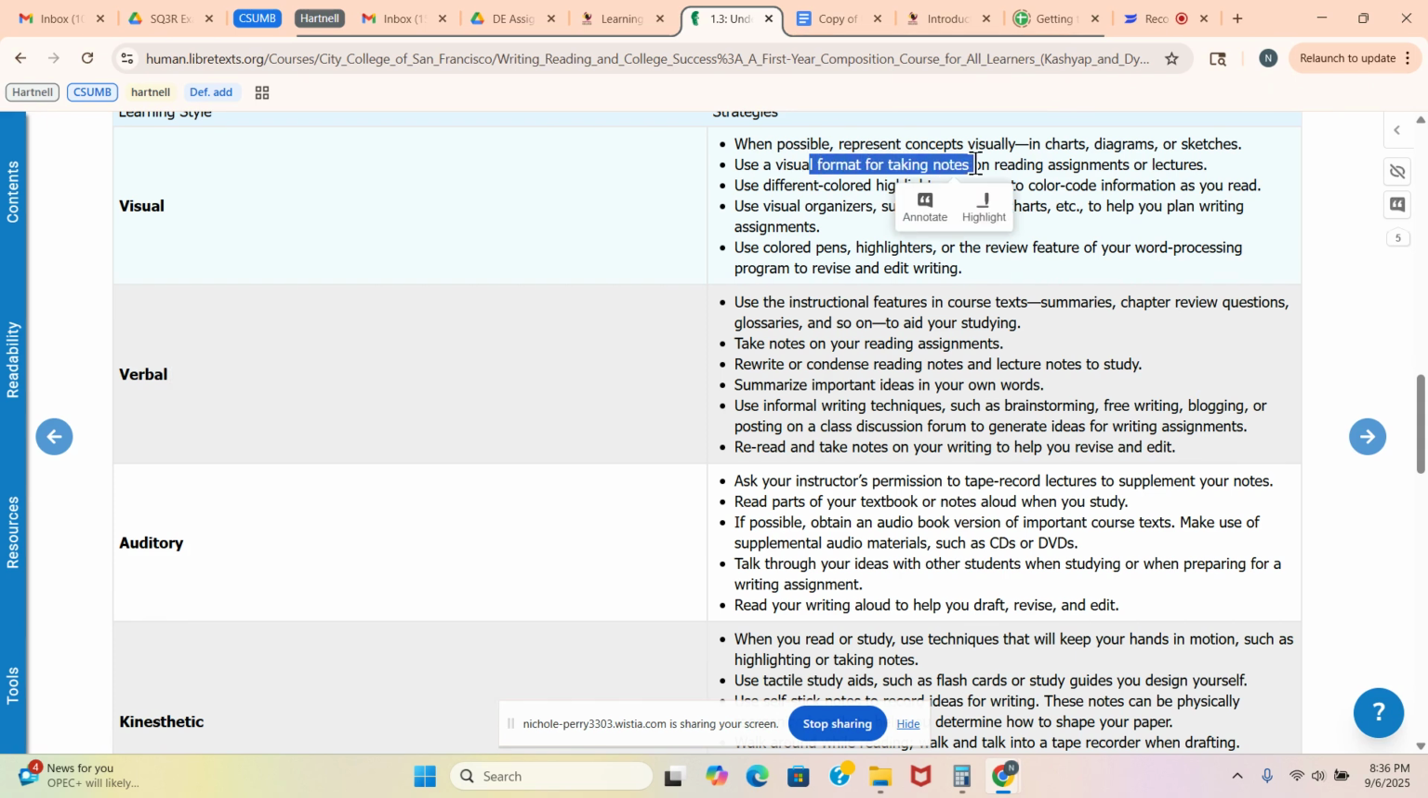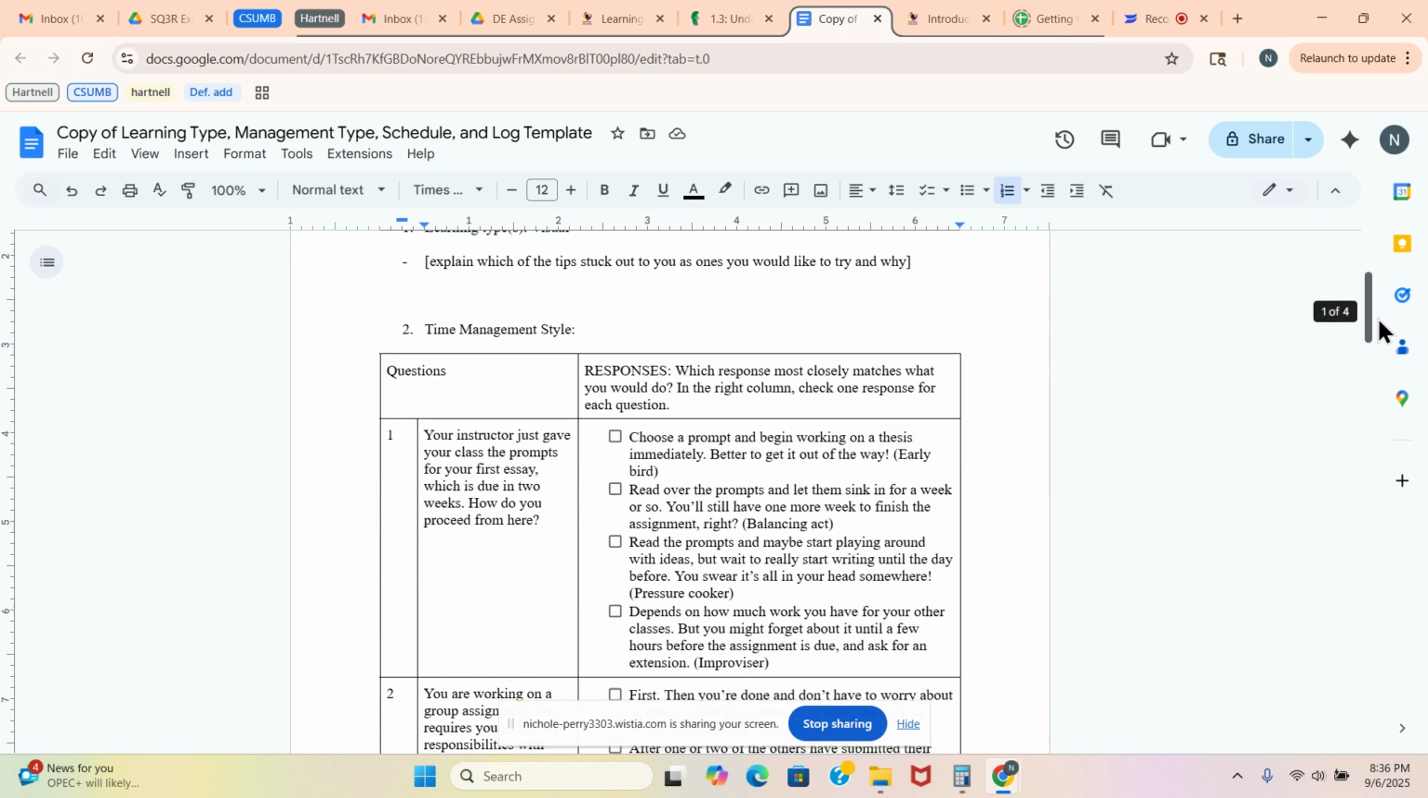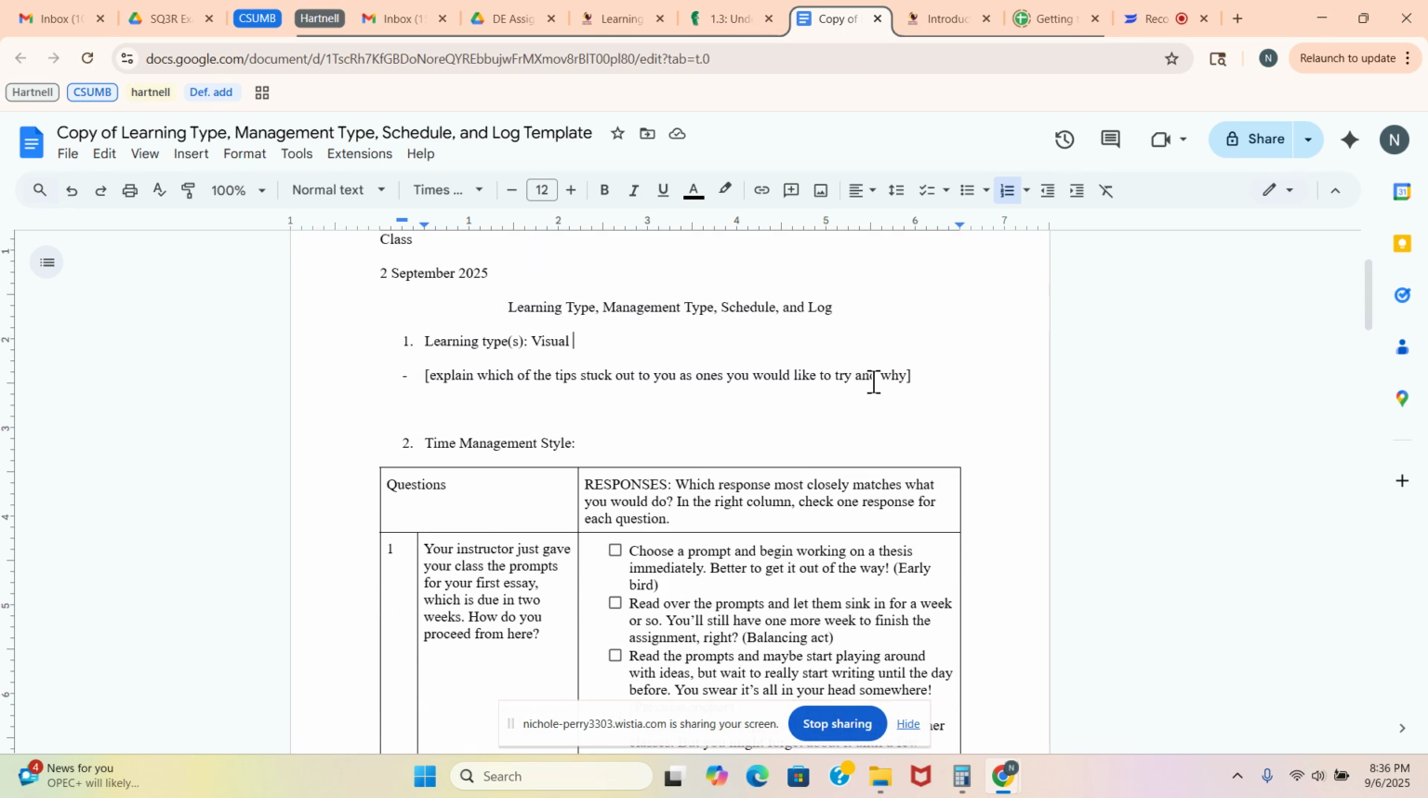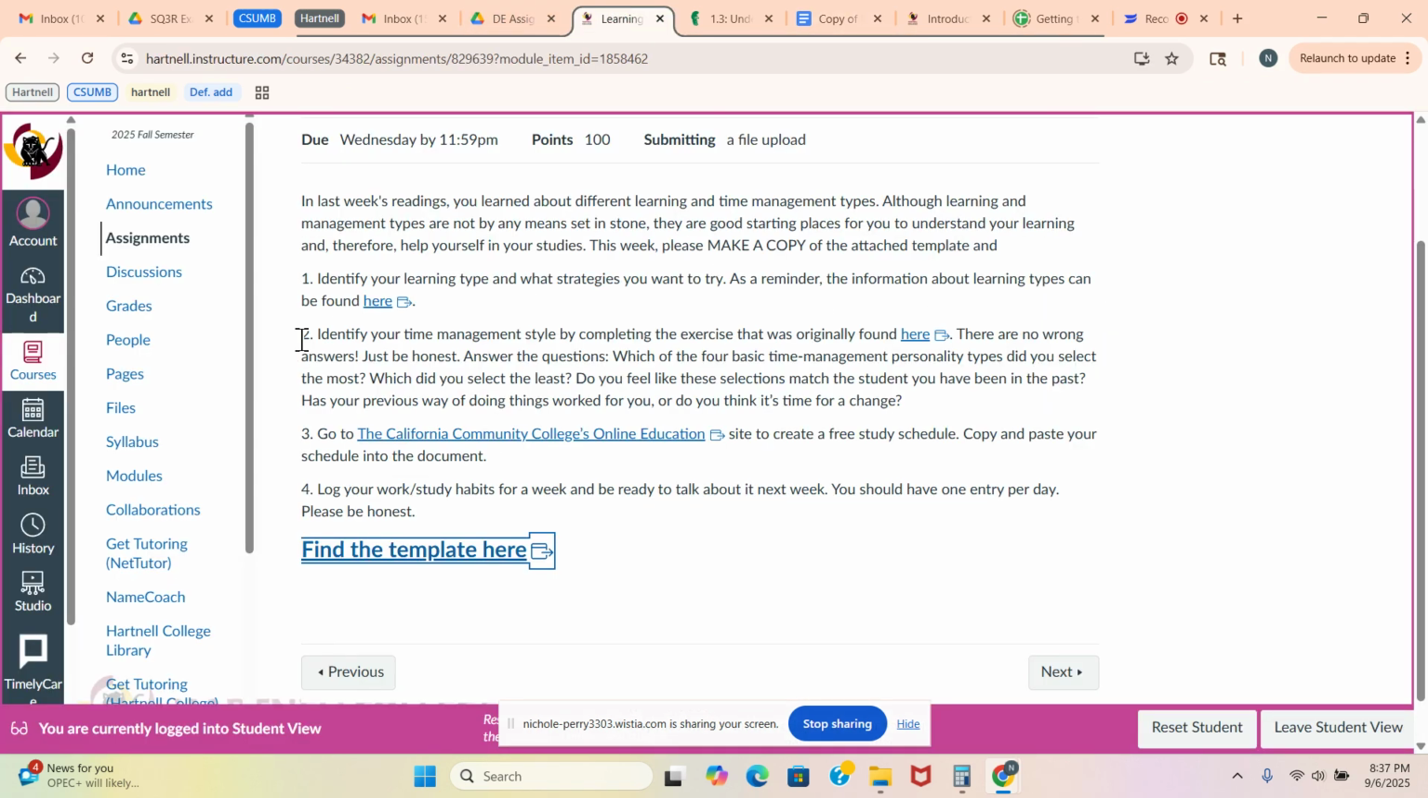Taking physical notes, using different colored highlighters to keep my interest and to make sure that things go together. So which of these strategies would you use and why? Why is it that those ones would appeal to you? That's the first section. That's number one. Number two is a time management style.